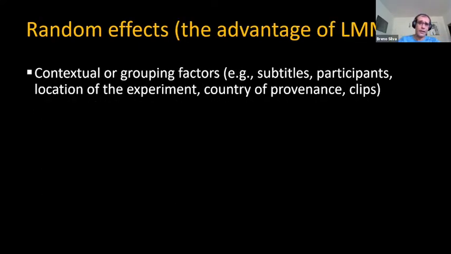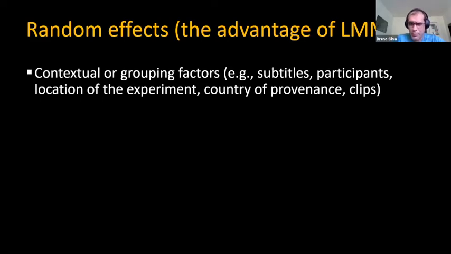Okay. Now, random effects are the part that is novel here, right? So I'll try to explain as clearly as I possibly can. They are contextual grouping factors. In subtitling, you could have, for example, subtitles or participants or location of the experiment, country of provenance, or video clips. We use two video clips.